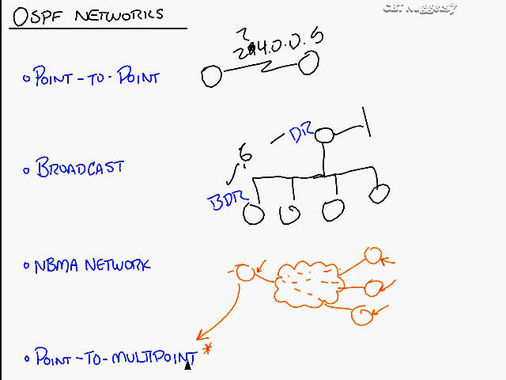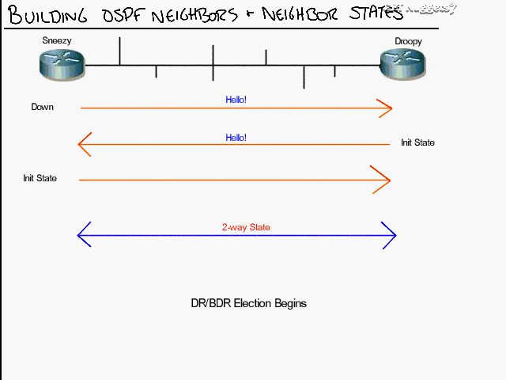This is one of the easiest modes to configure. However, that cloud needs to allow multicast and broadcast messages in order to support that point-to-multipoint mode. Regardless of what network you're communicating across, OSPF will build neighbor relationships with the routers that it's communicating with around it. Now, this is the process of how OSPF neighbors build and how they form those neighbor relationships.